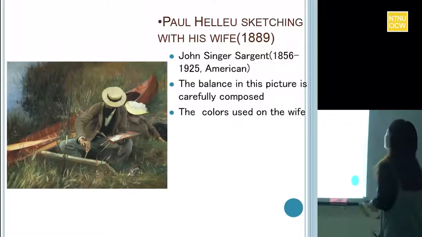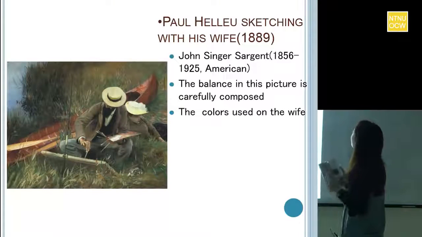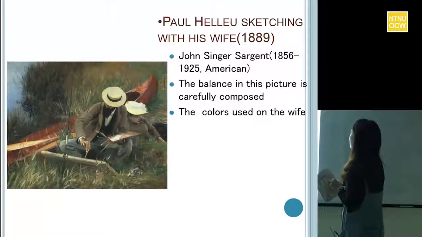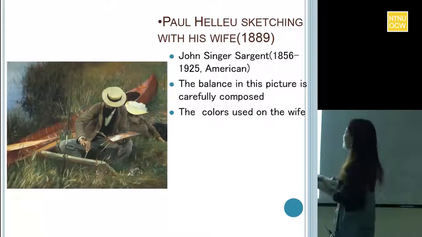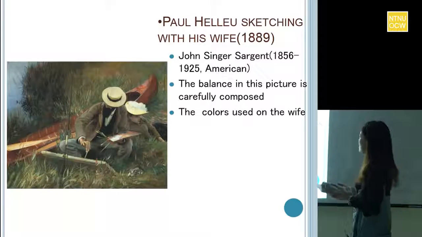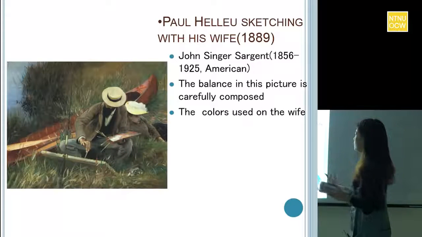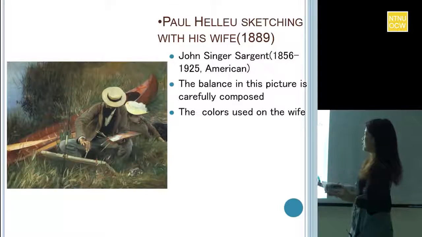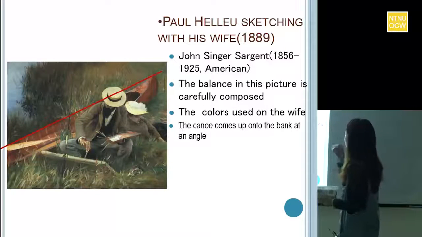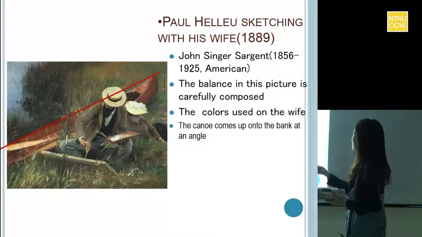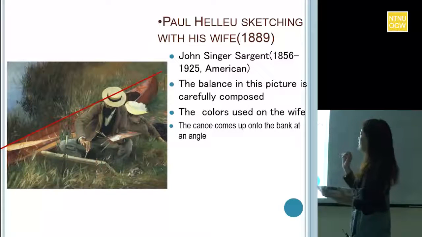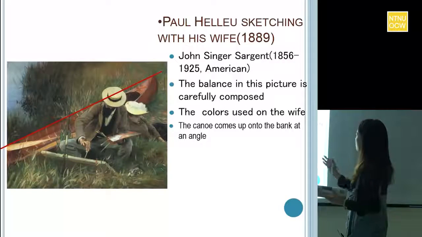The next painting is Paul Helou sketching with his wife. It's painted by John Singer Sargent. He's an American painter, and the picture is more informal and relaxing, but there are details that can show us how Sargent designed this picture's composition.